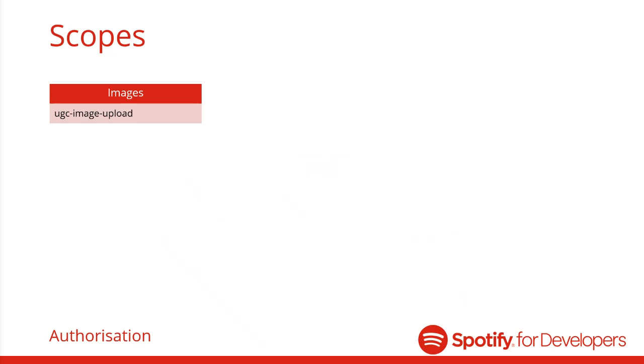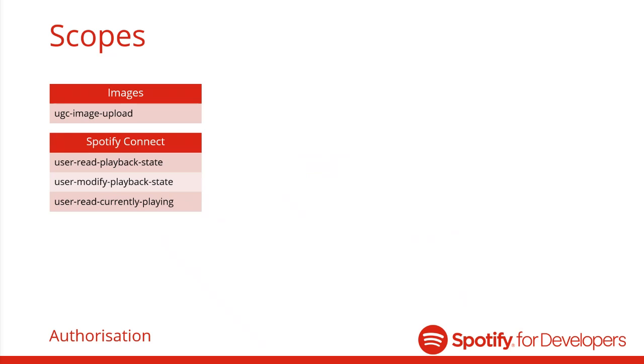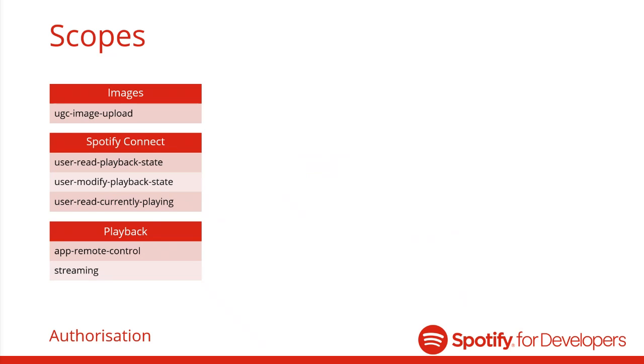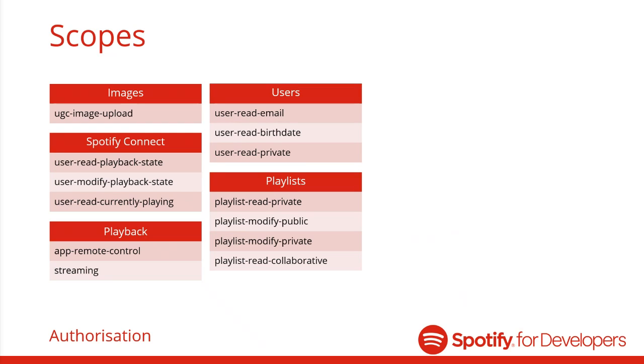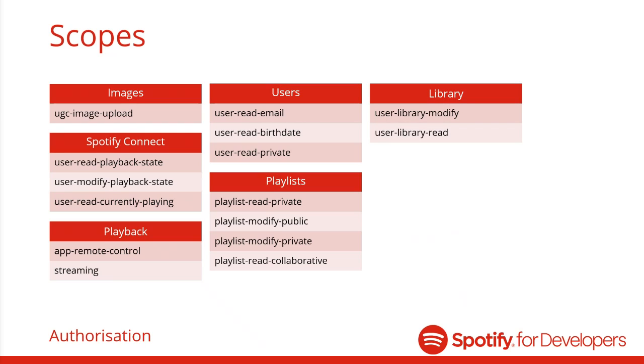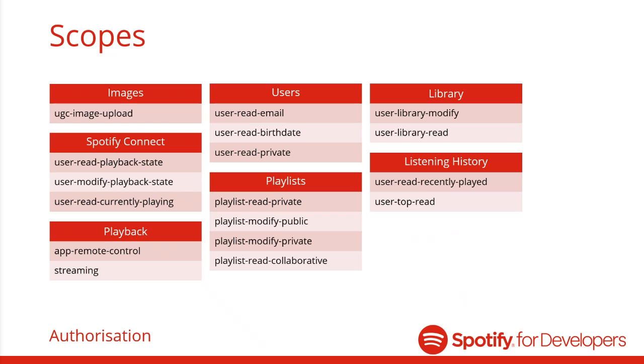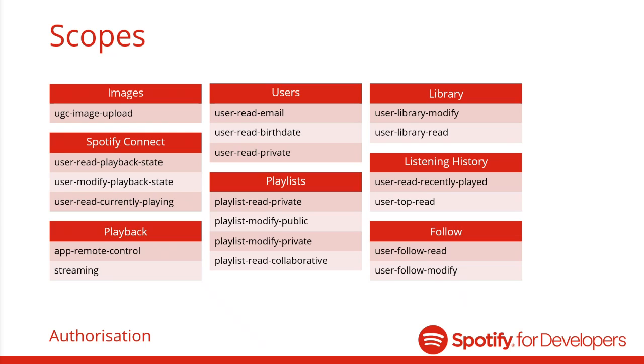There are scopes that allow your application to access specific API endpoints. So there's images, Spotify Connect, playback, user information, playlists, library features, listening history, and follow.